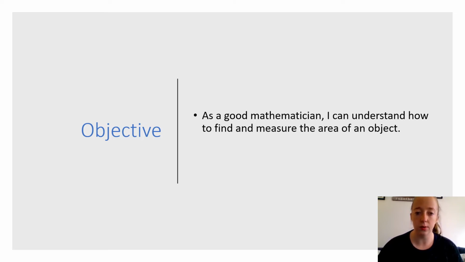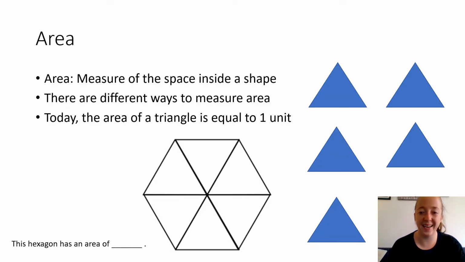Okay, so let's read our objective together. 1, 2, 3. As a good mathematician, I can understand how to find and measure the area of an object. Hi, so today, like we said in the objective, we are going to talk a little bit about area. Now, you might be thinking, oh, I've heard that word before, or maybe you're thinking, no idea what that word is, and that's okay.